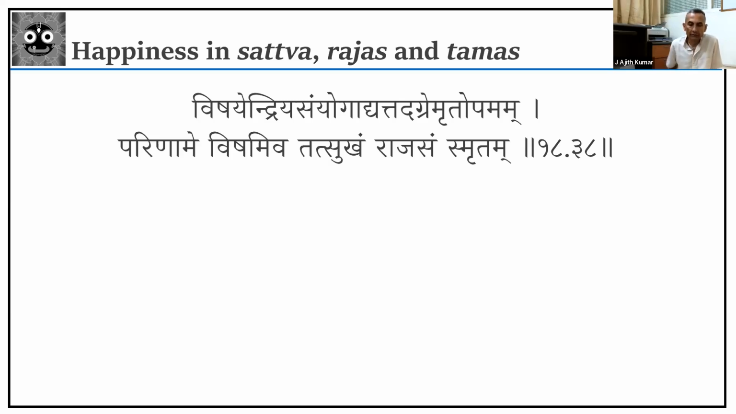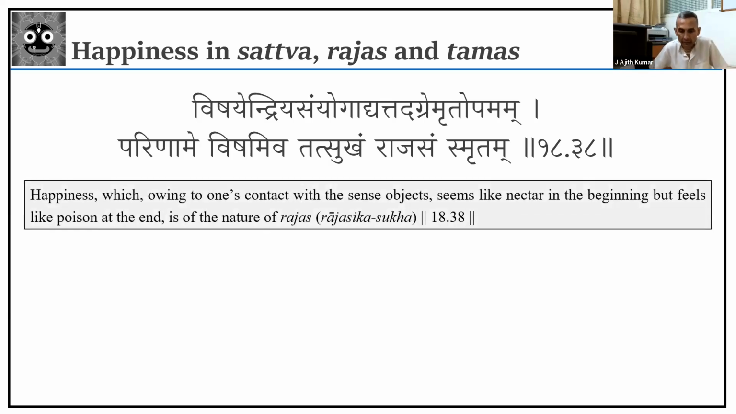So you can think of a lot of such kinds of happiness, for example, eating a lot of food, or so many different types of sensual pleasures that people and we also indulge ourselves in. We do not think much because the sense pleasure attracts us so much and we have the money to indulge in it. We indulge in it, but at the end of it, there is a sense of, it's gone, it's over, or whatever disease it causes. It may cause disease sometimes, it may cause us to get into problems sometimes. And that is like Visha, that's the misery that comes as a result of it. Happiness which owing to one's contact with the sense object seems like nectar in the beginning, but feels like poison at the end, is of the nature of rajas, rajasika sukha.